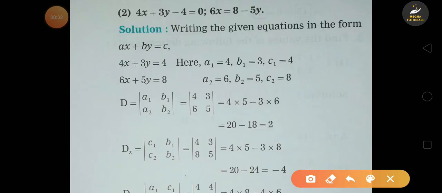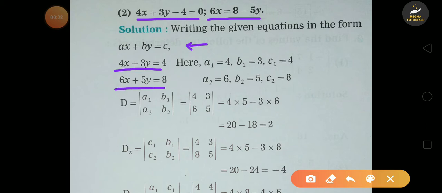Question 2, 4x plus 3y minus 4 is equal to 0, equation 1. 6x is equal to 8 minus 5y, equation 2. Both equations are not in the standard form, so we have to bring them into the standard form. The standard form is ax plus by is equal to c. In the first equation we have to transpose minus 4 to the RHS, so we will get 4x plus 3y is equal to 4. And in the second equation we have to transpose minus 5y to the LHS, so we will get 6x plus 5y is equal to 8.